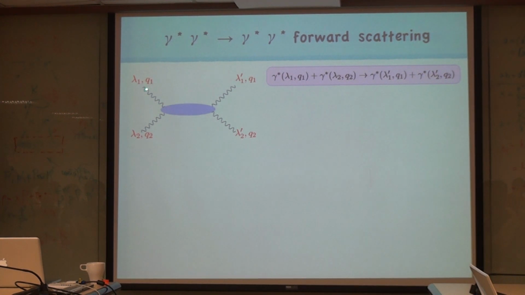So no momentum transfer, so this momentum is the same, and this momentum is the same, but the helicity can be different. Now, what is the helicity of a photon? What can be the helicities of the photon? Which values does it take?